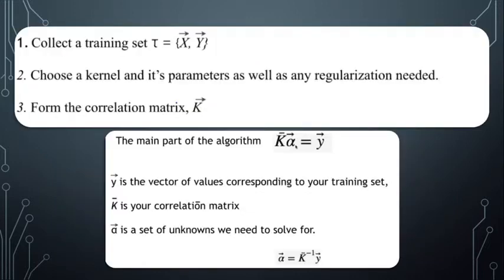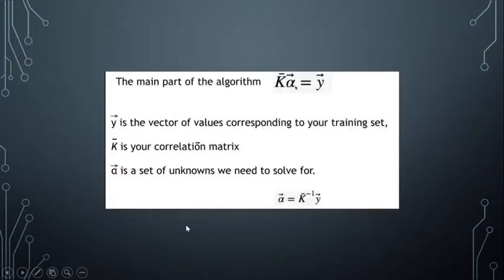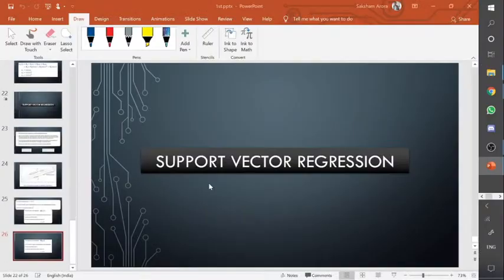So basically this is all about collecting a training set, choosing a kernel and its parameters, and forming a correlation matrix. Then this correlation matrix is used in this equation, and by this equation we're going to take the inverse of k, and then solve for the unknown values that we're going to use. So this was the main part of the algorithm.